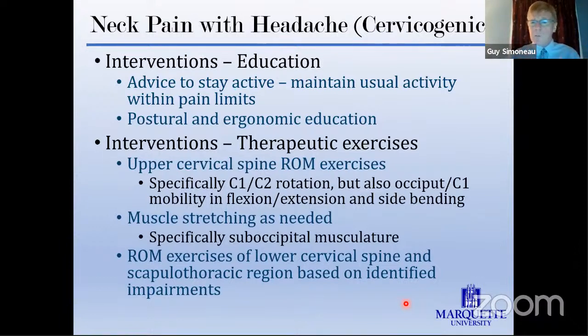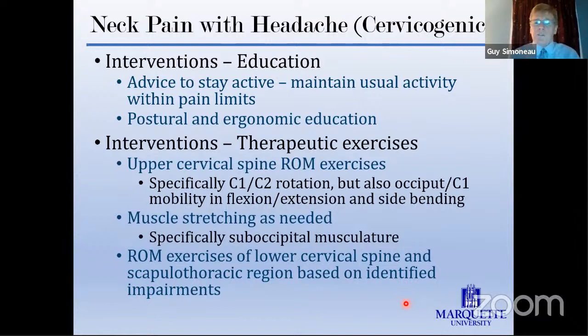What are aspects of their posture, what are aspects of their work that they can change to minimize the amount of pain that they have but maximize their function? So it's more than just saying to be active. It's really problem solving with the patient.